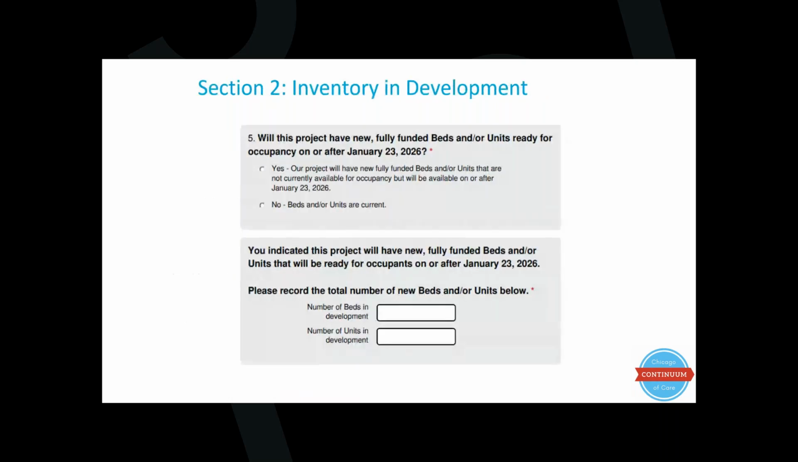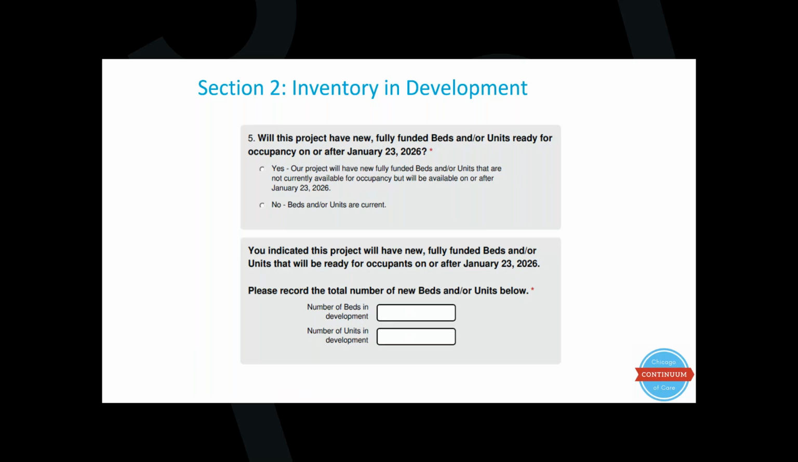Again, if you don't have any beds that fall into this, you'll select no, and it'll move you on to the next question. But if you do select yes, that you have beds that weren't available the night of the count, then it's going to populate the question below. Within this question, you're only going to document the in development inventory. So in the example, if I'm funded for 50 beds and 30 beds were available the night of the count, we're not going to include that 30 in the number that we put here. We're only going to include the 20. So we're only going to put 20 beds that are still under development.